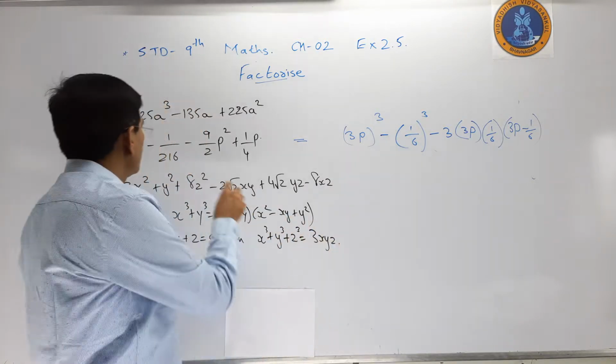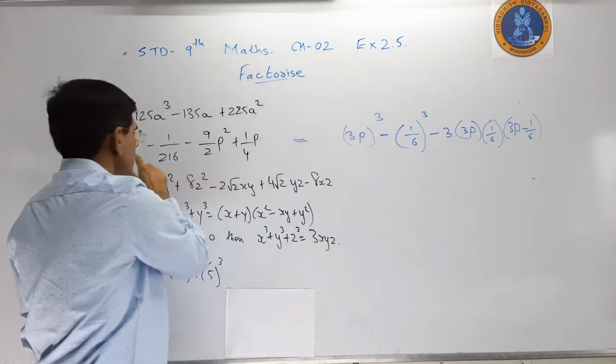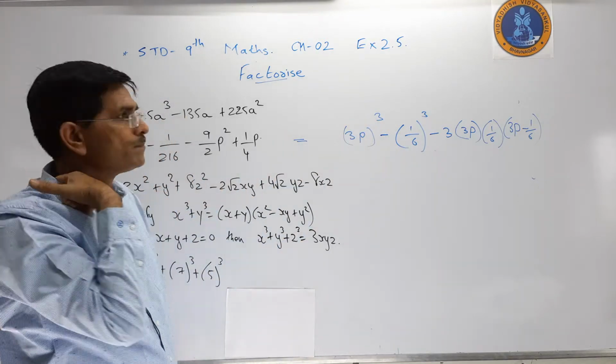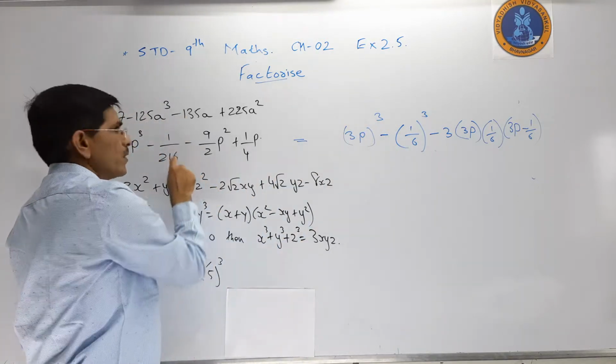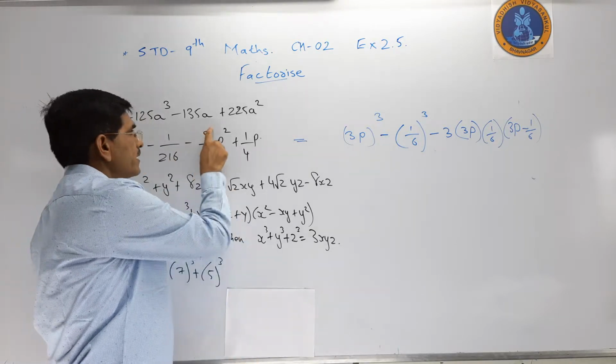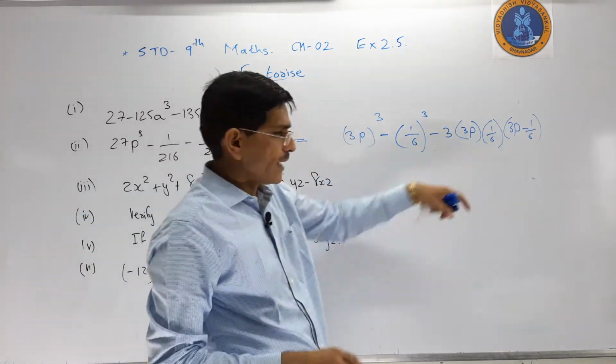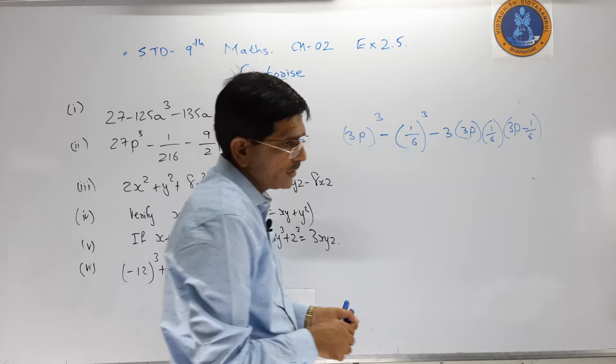Now you will see we can get the answer: 3p cube, that is 27p cube. Now 1 by 6 cube, so 1 upon 216. Now minus 9 by 2 p square. If you open these, we can get minus 9 by p.